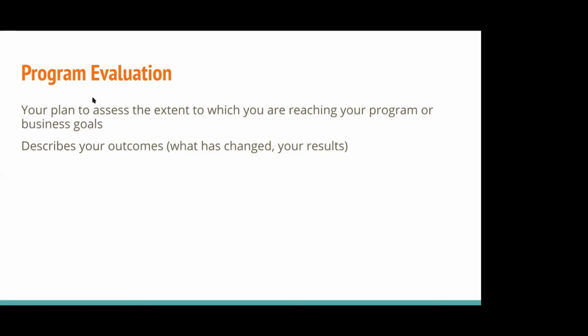But program evaluation describes your outcomes. And outcomes are things that have changed or things that are results. So an outcome could be developing a specific product. An outcome could be launching a new aspect to your business. These are the results of your work. These are things that are different because of what you do. Those are called outcomes. And sometimes a funder will say, tell us what your outcomes are. And so it's basically a code word for results.